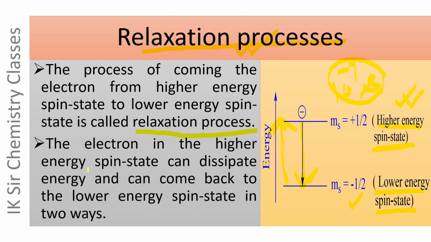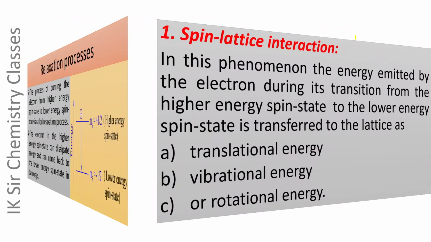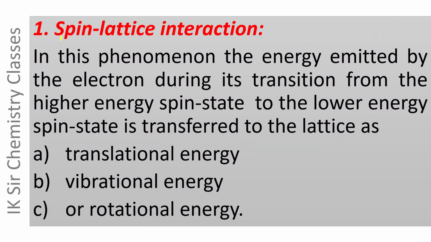The electron in the higher energy spin state can dissipate energy. This excited electron can lose energy and come to the lower energy spin state in two ways, and this process is called the relaxation process. The first way is spin-lattice interaction.